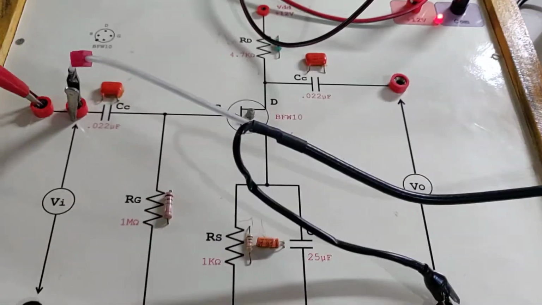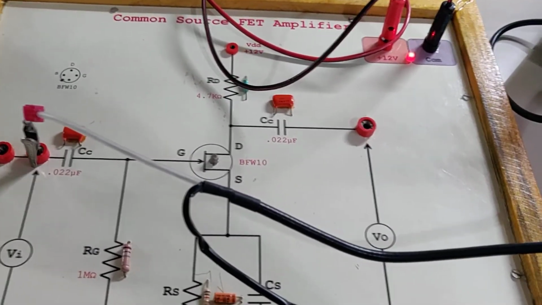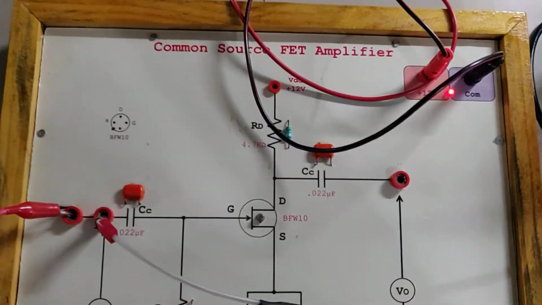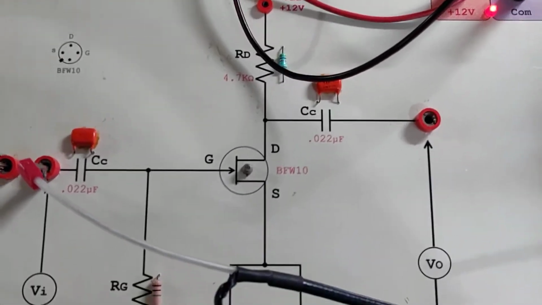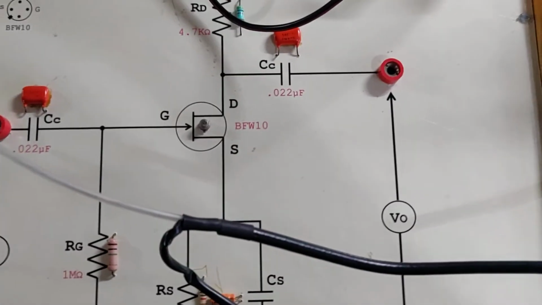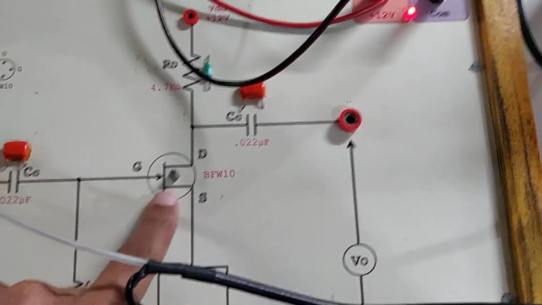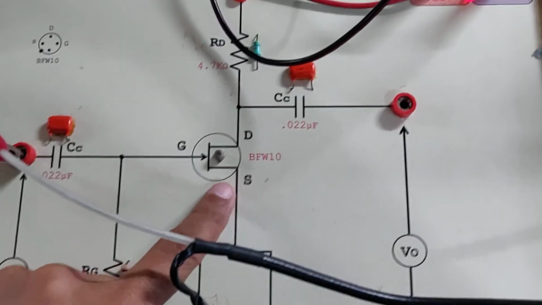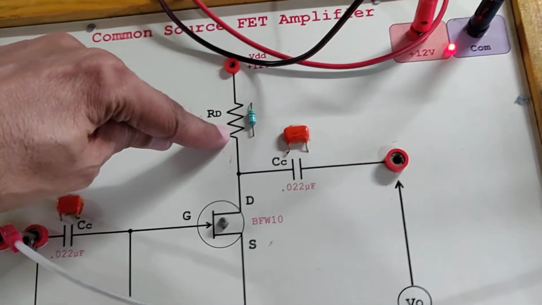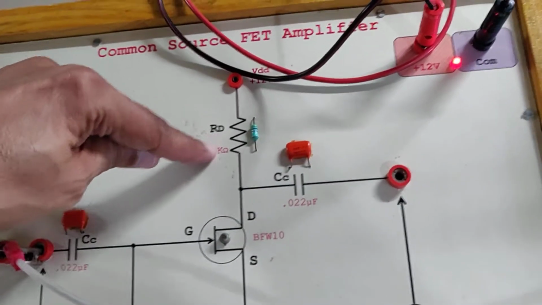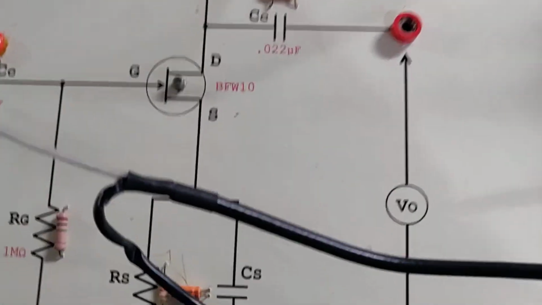Dear friends, we are going to understand the common source field effect transistor. The board of the common source field effect transistor is this. You can see the field effect transistor BFW10. Here there is normally a load resistance, which is called the drain resistance, known as RD.